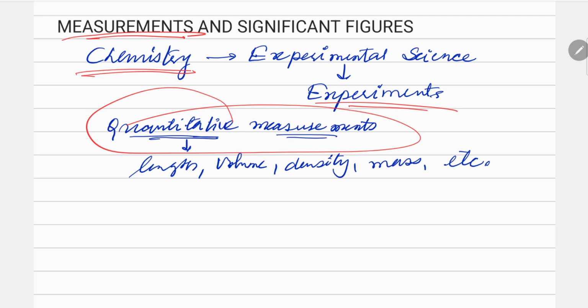Now these experiments give us results as numbers, and those numbers are written in different formats. In this topic we are going to talk about those. There are a few things we study in them, called accuracy and precision. When we study measurements in chemistry, we come across these two terms.